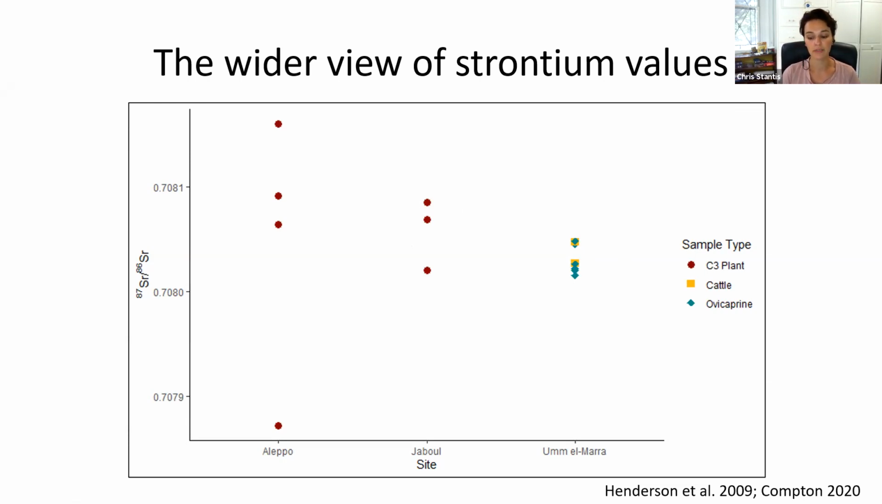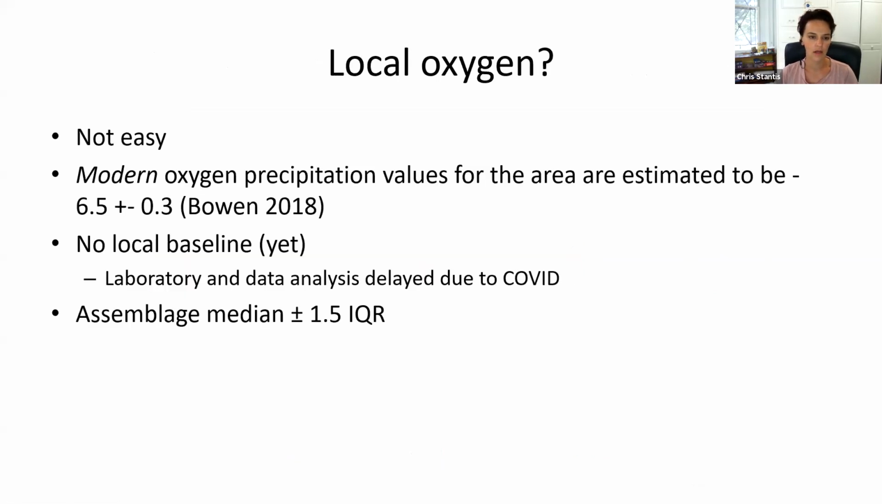With both animals and cereal crops likely grown on the wider plain as the major source of sustenance within the city, we can expect the humans living at el-Marra to reflect this same range of values as these animals. Now, determining a local oxygen range is not as easy for us. Modern precipitation values can be estimated for the area, 6.5 plus or minus 0.3.